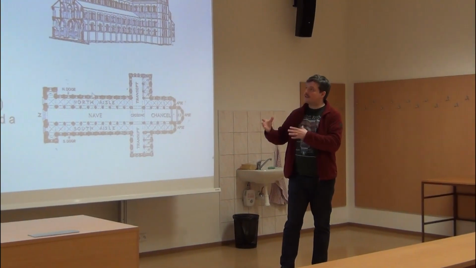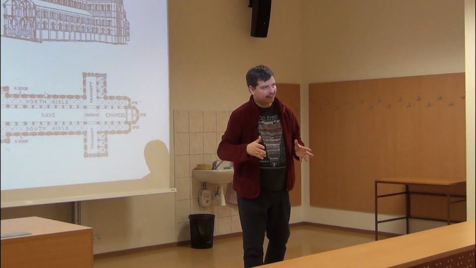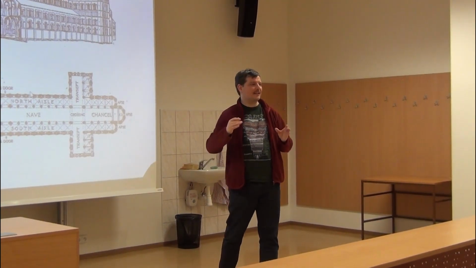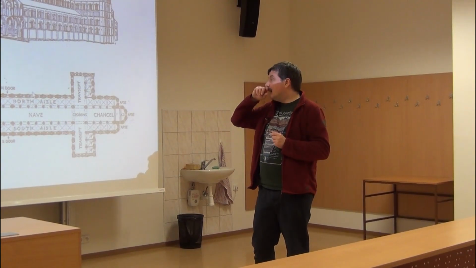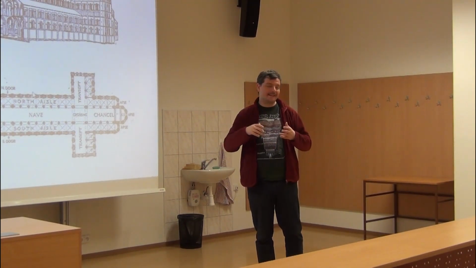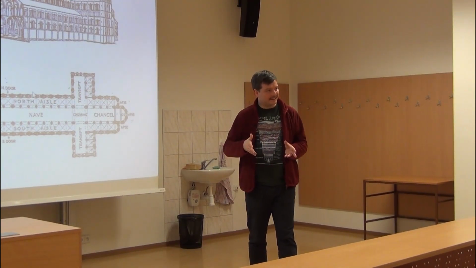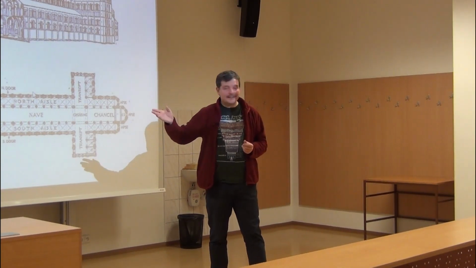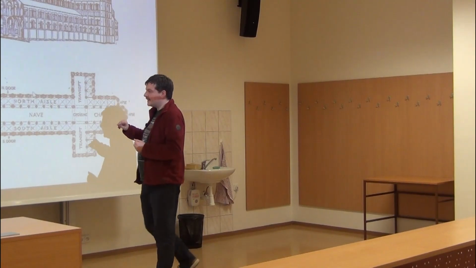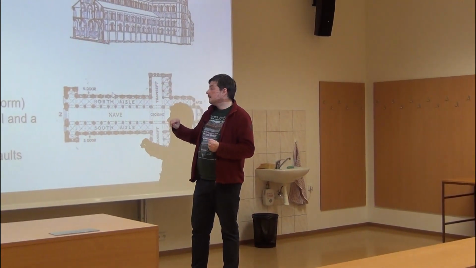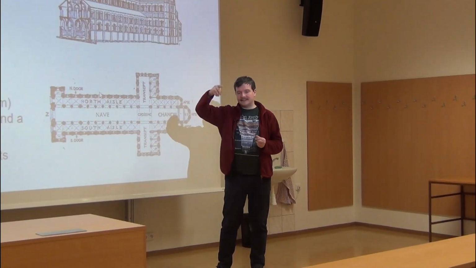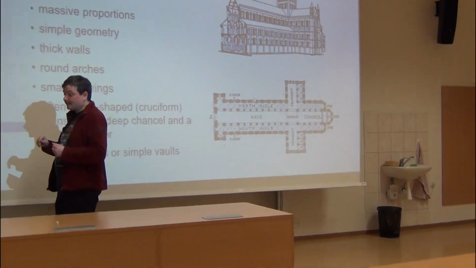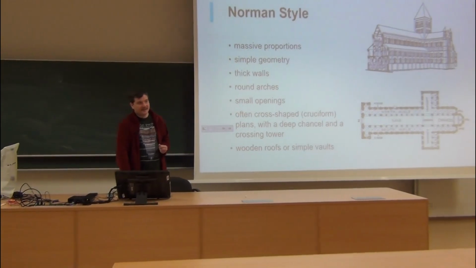Now, these churches still have thick walls. They still have relatively small windows, but these small windows are much bigger than the small windows of the Anglo-Saxons. They have arches, and in this period, round arches. We will see with the Gothic style that that's where pointed arches become the thing. Here it's mostly round arches. And either we have very simple vaults or we have wooden roofs. At least, especially in the early period, the roof is still wooden.